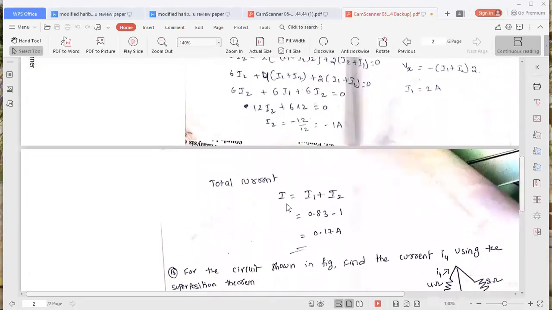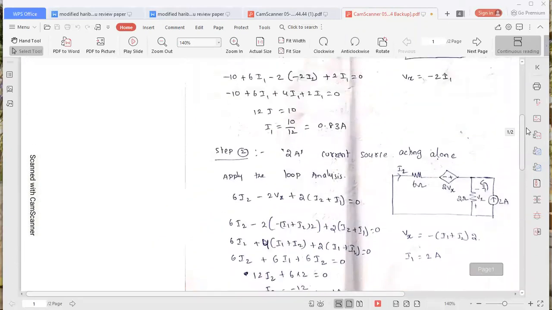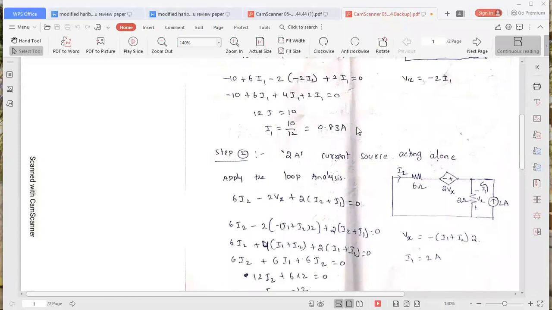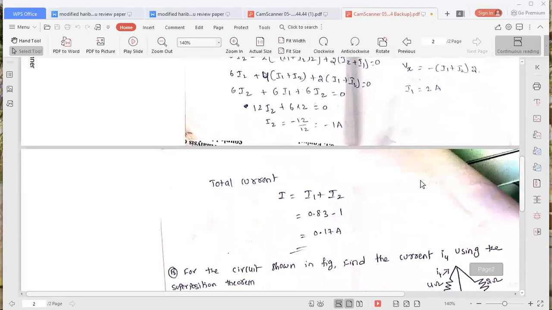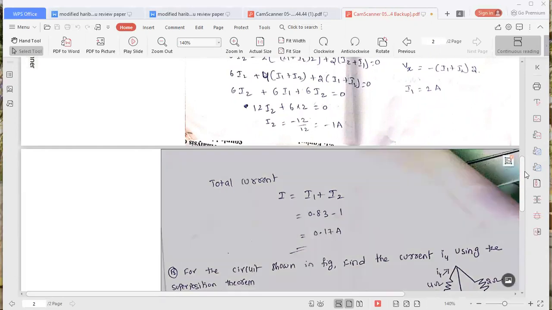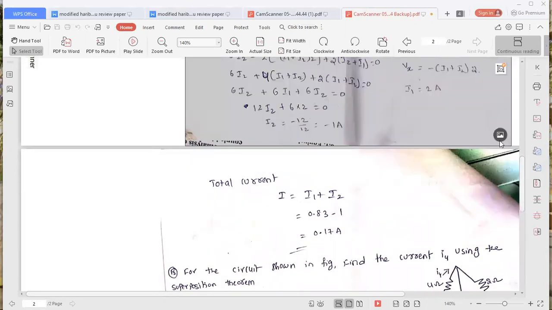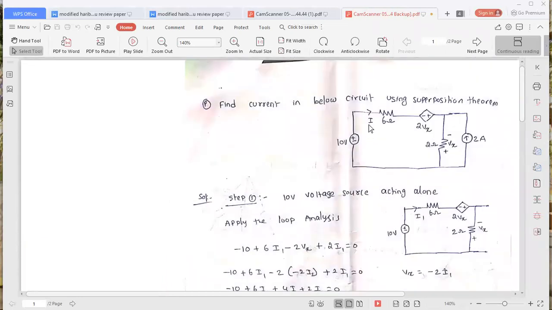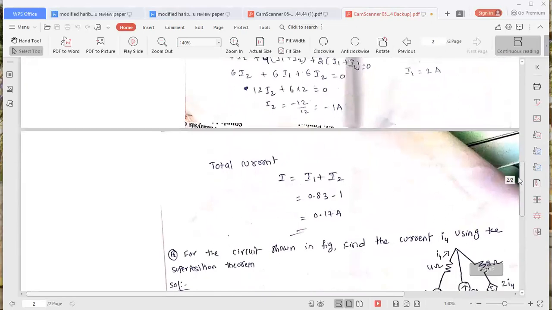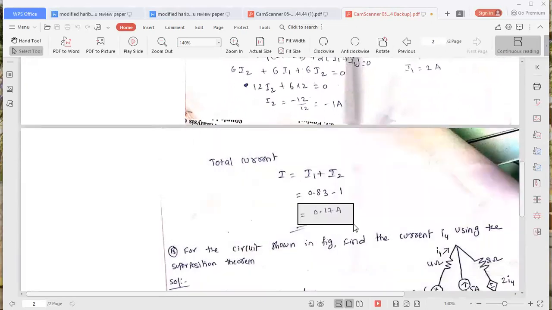According to the superposition theorem, total current I equals I1 plus I2, where I got 0.83 in the previous case and minus 1 in the second case. So that is 0.83 minus 1, which equals minus 0.17. That is the total current. The current passing through the 6 ohms in the circuit is I equal to 0.17. This is according to the superposition theorem.